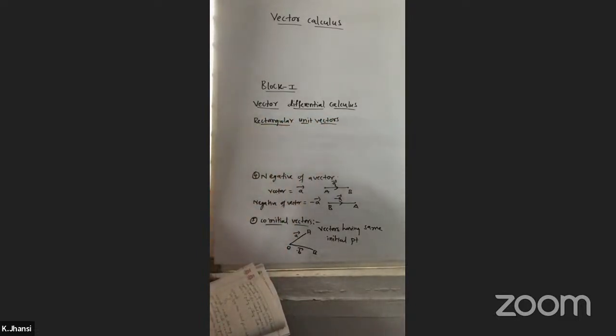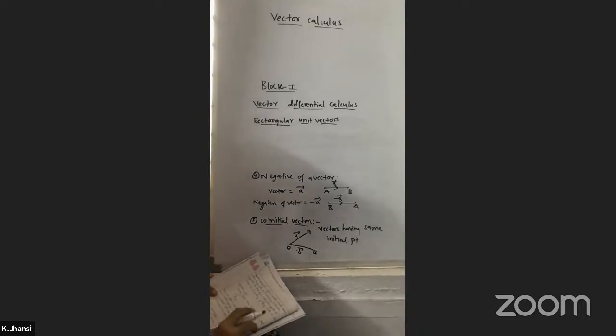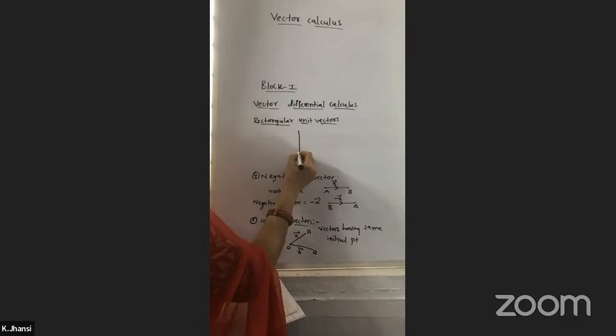So rectangular unit vectors means, in the rectangular Cartesian coordinate system, the unit vectors along the positive directions. You know that there is a negative direction and also a positive direction. If they are in the positive direction of the x, y, z axes, then they are called rectangular unit vectors, and they are denoted by i, j, k.